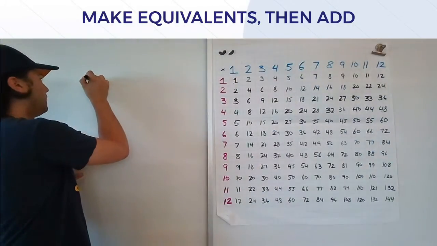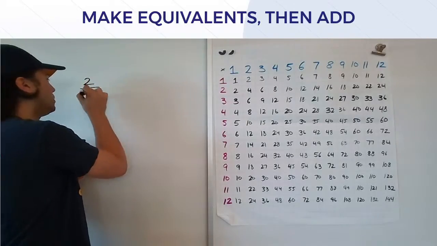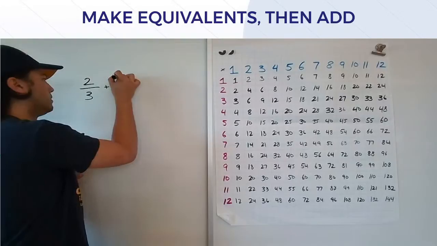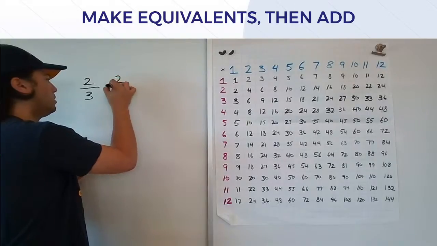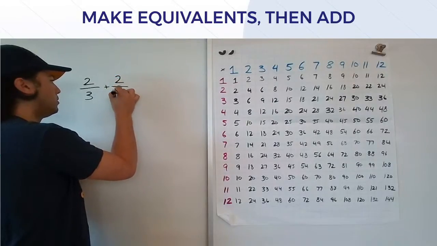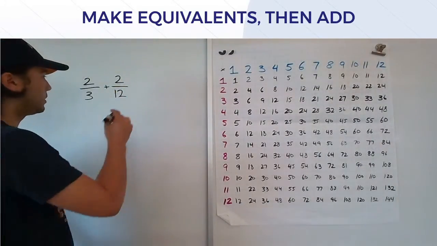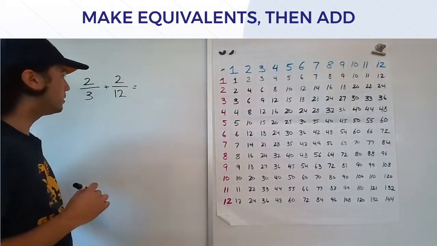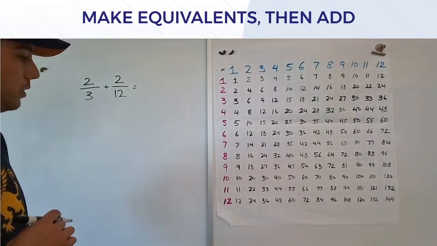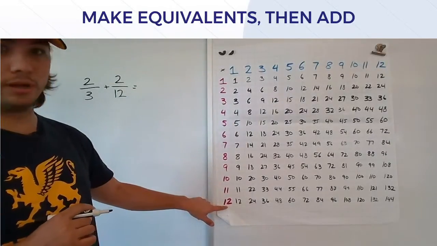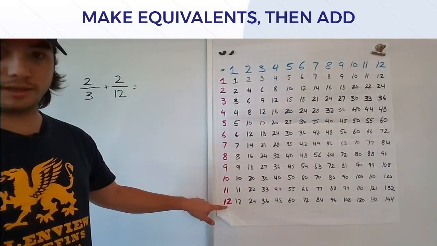Okay, let's try one with some bigger numerators than just one piece. Let's try 2/3 plus 2/12. Let's try this one. 2/3 plus 2/12. I picked this one on purpose because the 3 and the 12 are really far apart. So we've got to really do some thinking here.